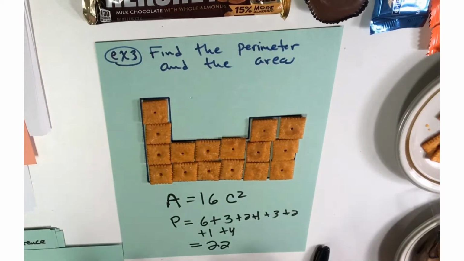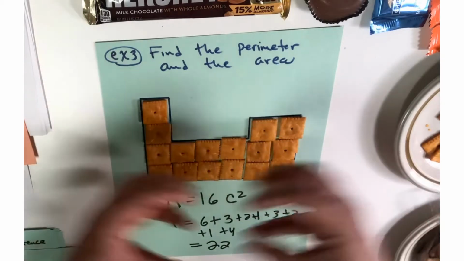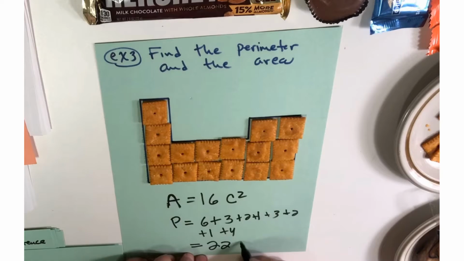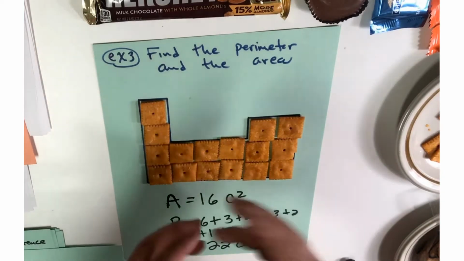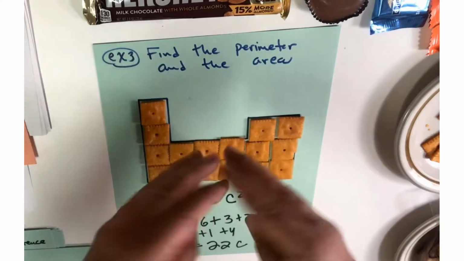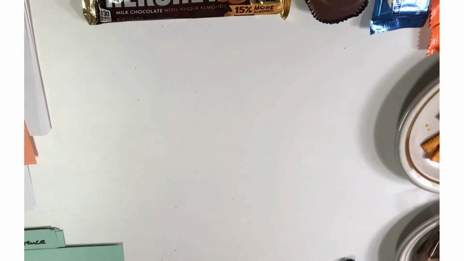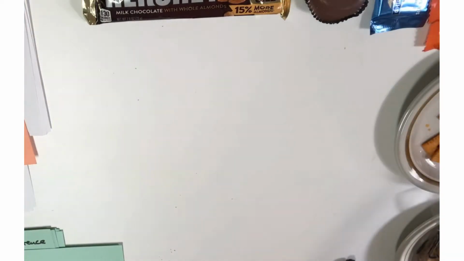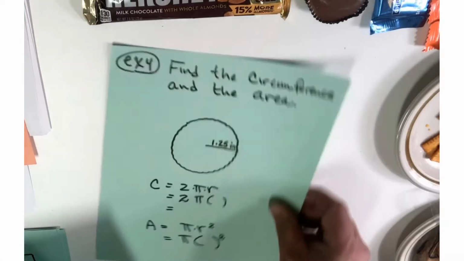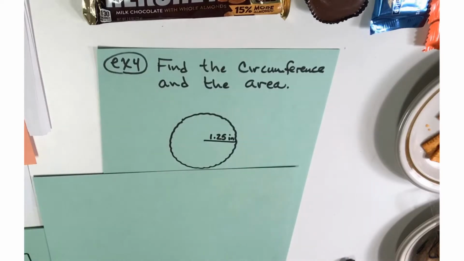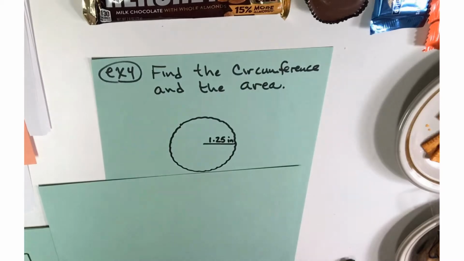I hope this helps you understand the difference between area and perimeter. Area is inside. Don't forget your units, Cheez-Its. And perimeter is all the way around, okay? All righty. So, we don't call it perimeter when it comes to a circle. We call it the circumference. So, let's go on to my next topic here.